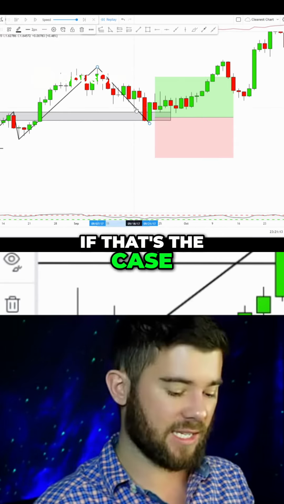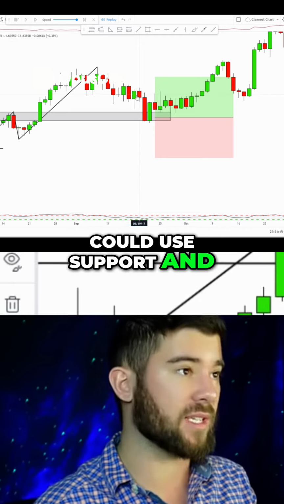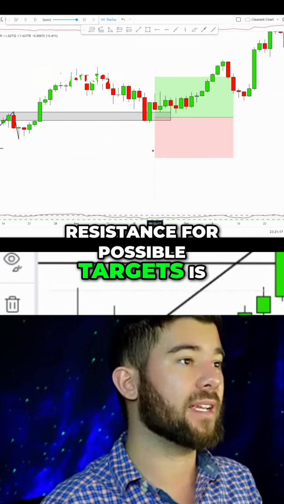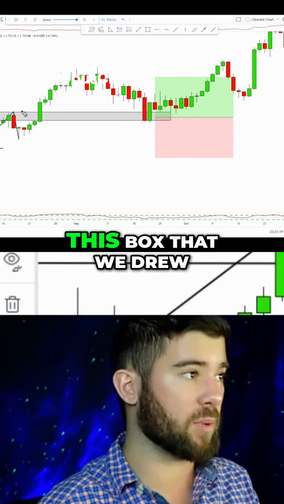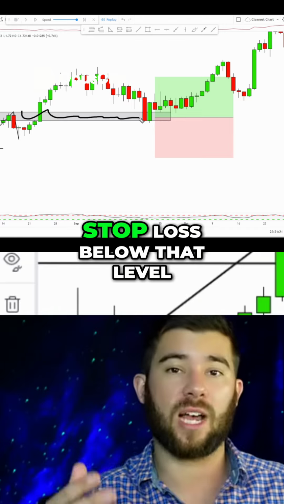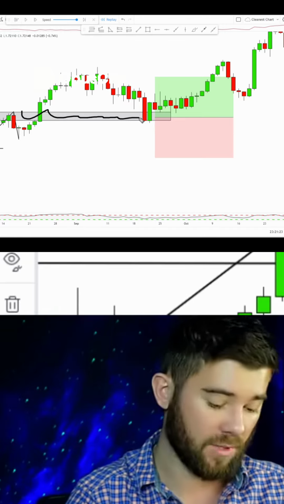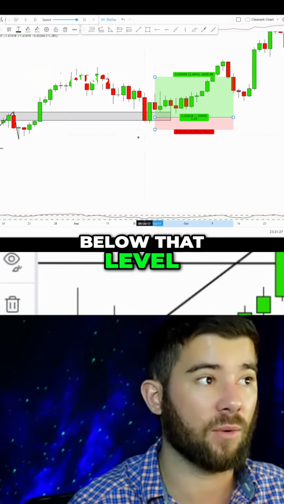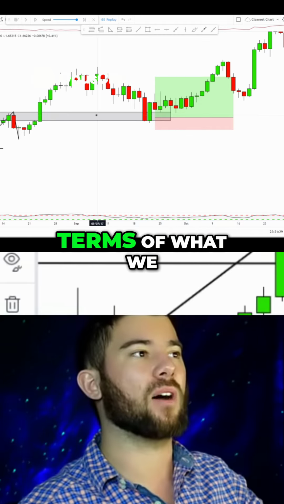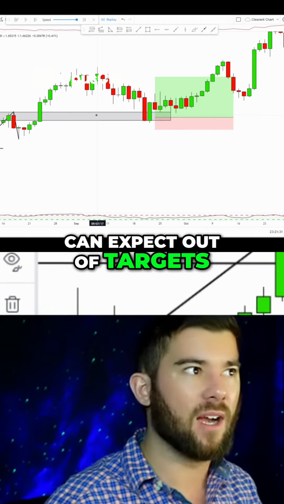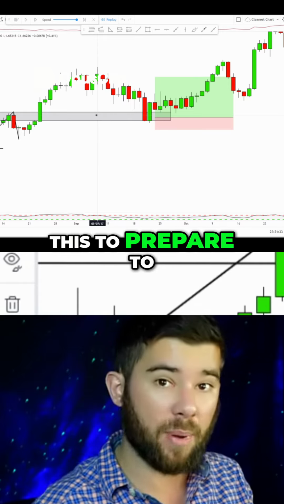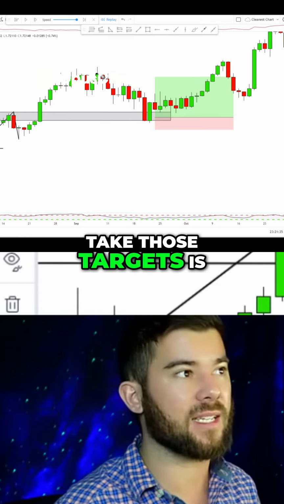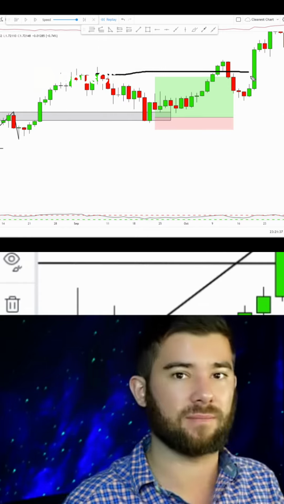If that's the case, then the way we could use support and resistance for possible targets is this level of support, this box that we drew. We definitely want our stop loss below that level. So with that being the case, we would make sure that our stop is below that level, keeping us safe. In terms of what we can expect out of targets, the way we use this to prepare to take those targets is if we're expecting trend continuation.